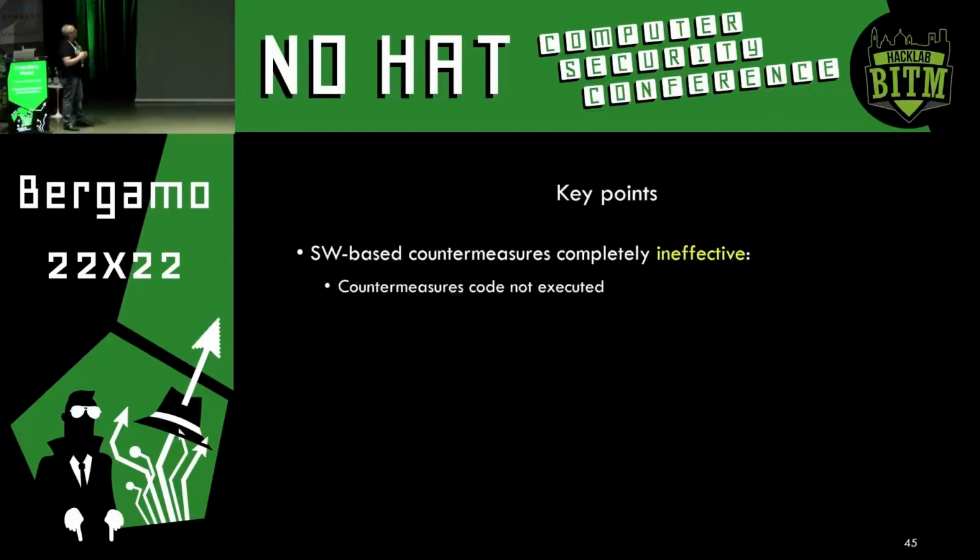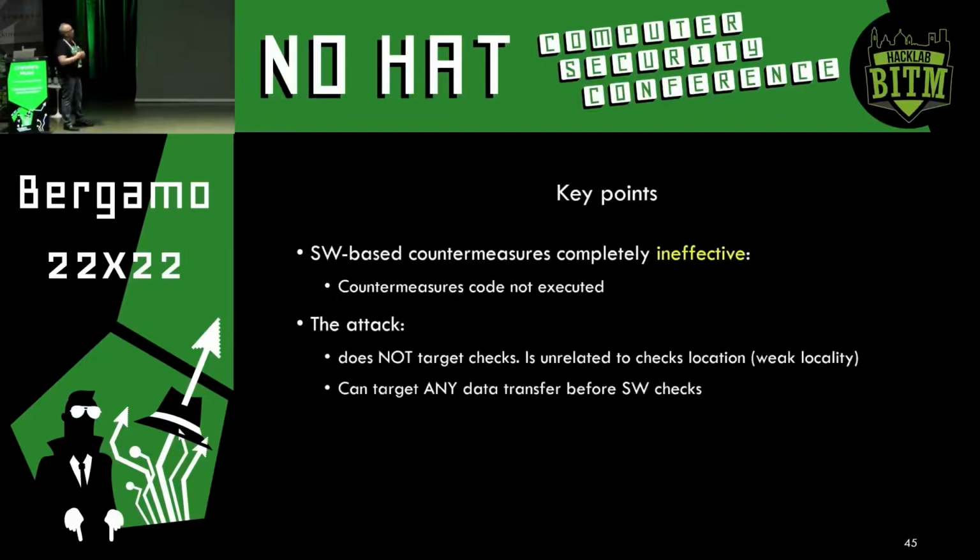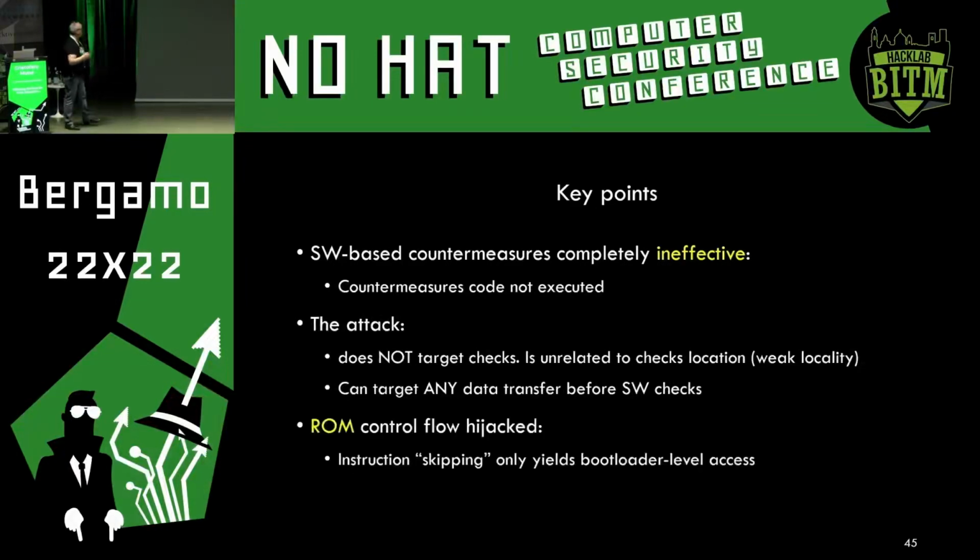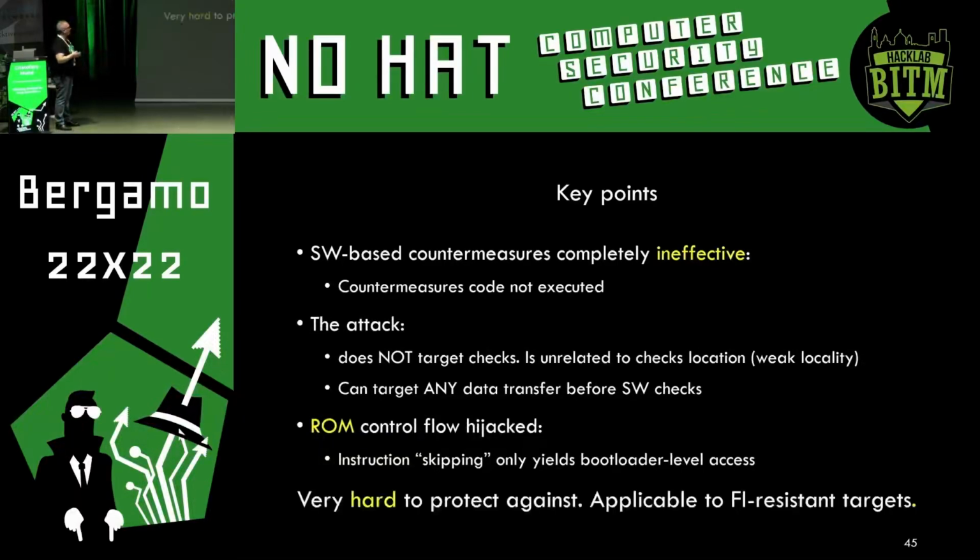The key point is that the software-based countermeasure becomes completely ineffective. All of them. I'm talking about all the devices which have this kind of countermeasures. If you glitch during the data transfer and not glitching the instruction, then an entire world opens up because the countermeasures are not there anymore. So this means that you don't target checks anymore. You don't care. All those countermeasures which are in there, basically, they're not even existing anymore.